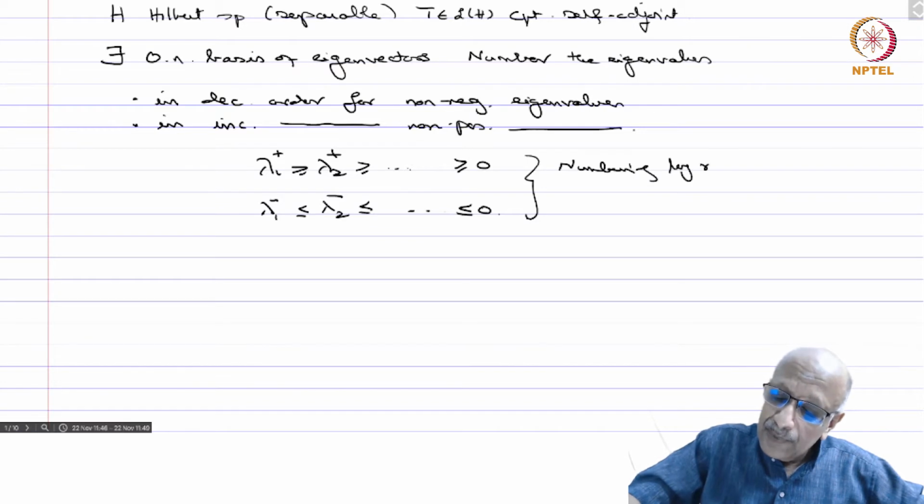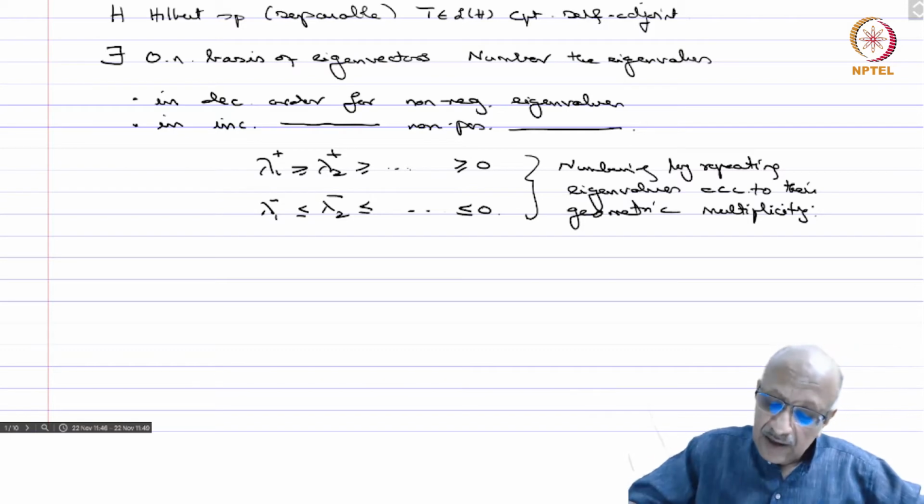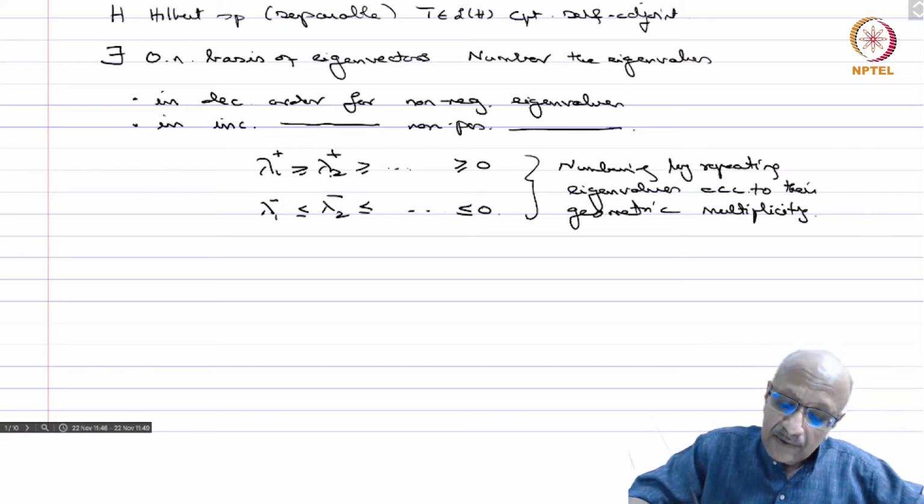So this numbering is by repeating eigenvalues according to their geometric multiplicity. So if the kernel of lambda I minus T, the null space of lambda I minus T, has dimension 5, then the corresponding lambda will occur 5 times consecutively in this list somewhere.